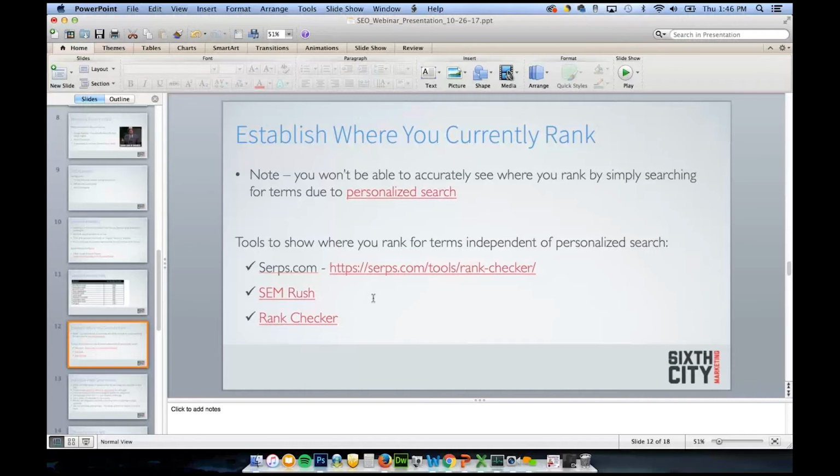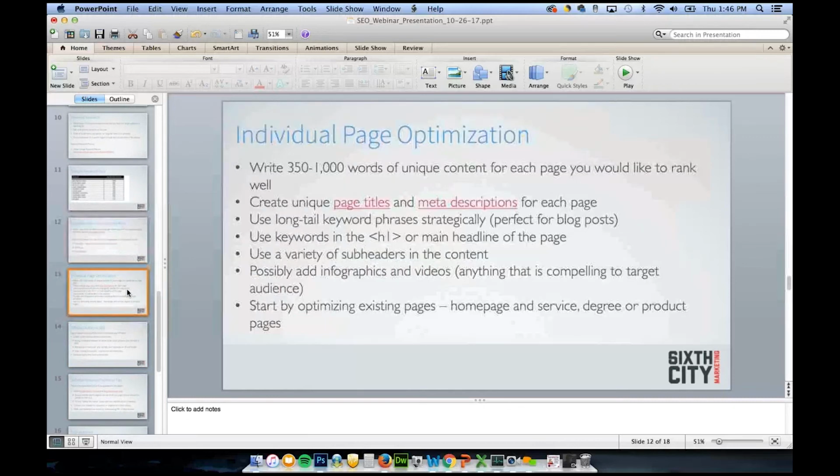So I've listed a few tools here, and as part of being a part of the presentation here today, I'm going to send this presentation to you so you'll be able to explore with these tools. But SERPs is the one that I recommend. It's what we use for our clients, and you can not only see where you rank separate from this personalized search, but you can see where you rank in a region separate from a personalized search, and that is incredibly important, especially if you're targeting a very, very specific area, which a lot of people are.